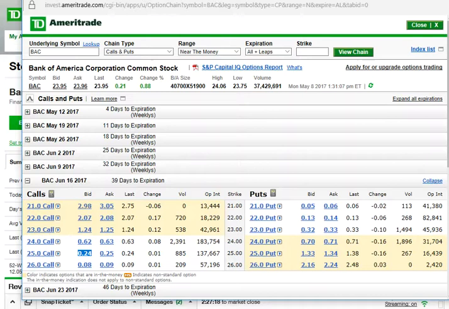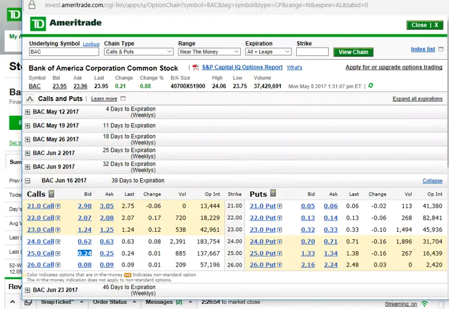Okay, if you bought the in-the-money calls, like let's say this one, and you were able to get this $21 call for $2.98, Bank of America only has to go to $23.98. That's only 3 cents away, and you start to make money right away. But the downside is, if Bank of America goes down, you could lose $298 versus only losing $24.